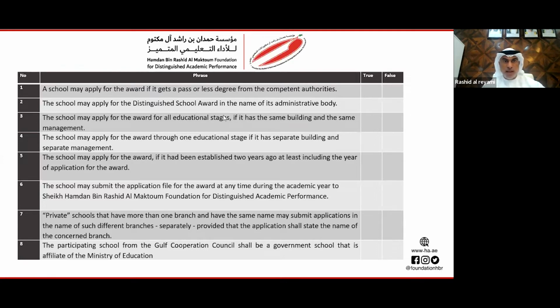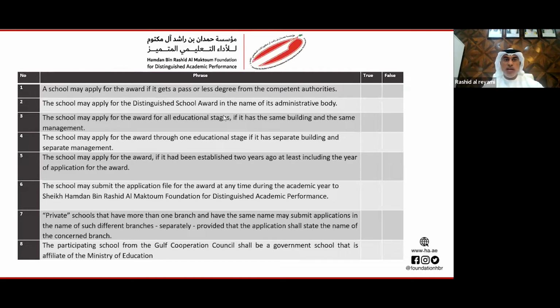The school may apply for the award if it has been established at least 2 years ago, including the years of the applicant of the award. Is it 2, 3, or 4? 2 is false. Yes. Okay.